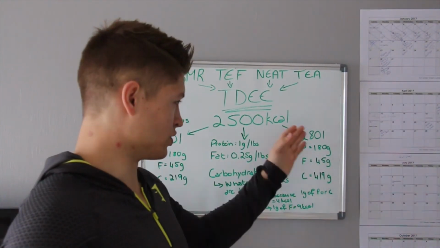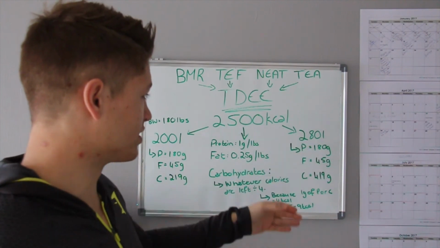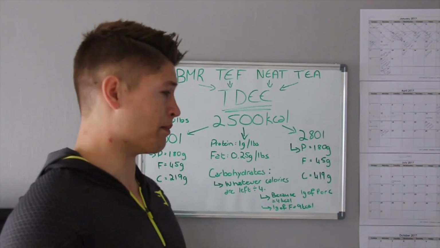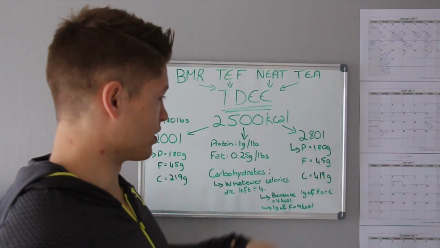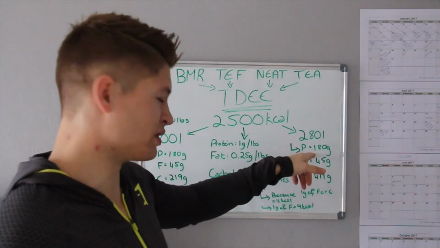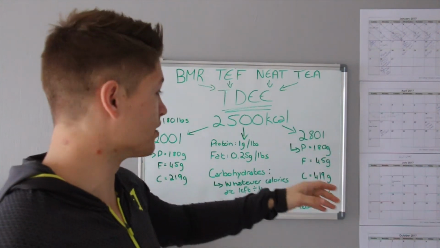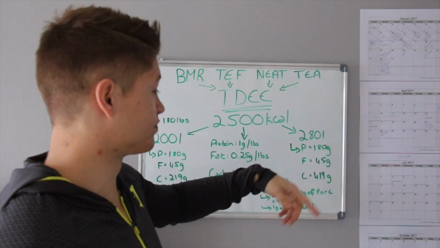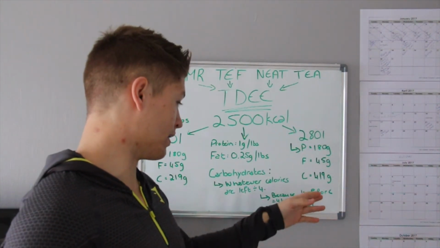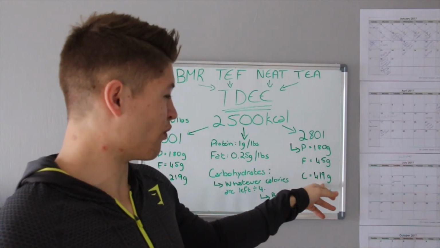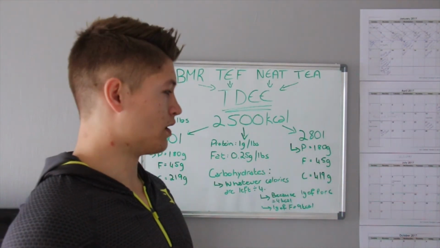So yeah, this is usually what we'd recommend: 300 calories, and then slowly increase over time. So again, what would our macronutrients look like? Again, protein stays the same, 180 pounds. This will obviously change over time as you get heavier. Fat, 45 grams, and then carbs, we can see it's at 419.